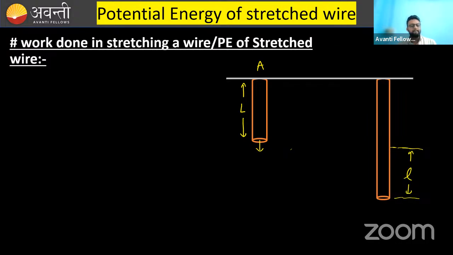I think that is clear. Now listen to me very carefully. Why will the potential energy get stored? If you stretch the wire, it will try to oppose, due to its elastic nature. And if it is trying to oppose, then you need to do work on it. You need to do work in stretching the wire, and this work will be stored in the form of potential energy.